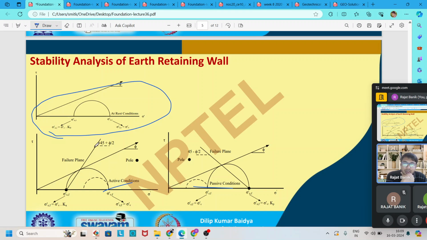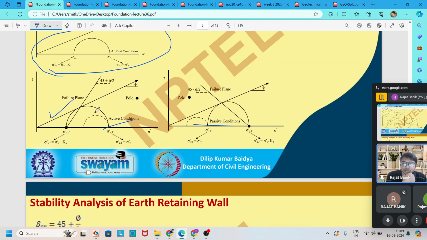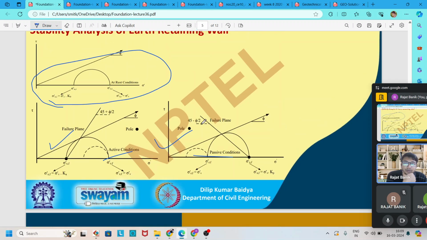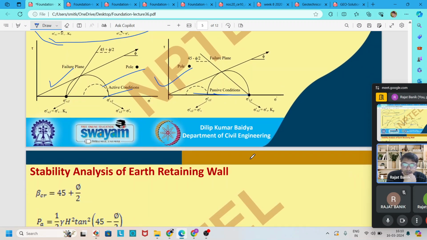In the active case, the failure surface makes an angle with the horizontal of 45 degrees plus phi by 2, and in the passive case, the failure plane makes an angle with the horizontal of 45 degrees minus phi by 2. So these are the Mohr circle diagrams for different types of earth pressure. It is for earth pressure at rest, this is for active earth pressure, and this is for passive earth pressure.